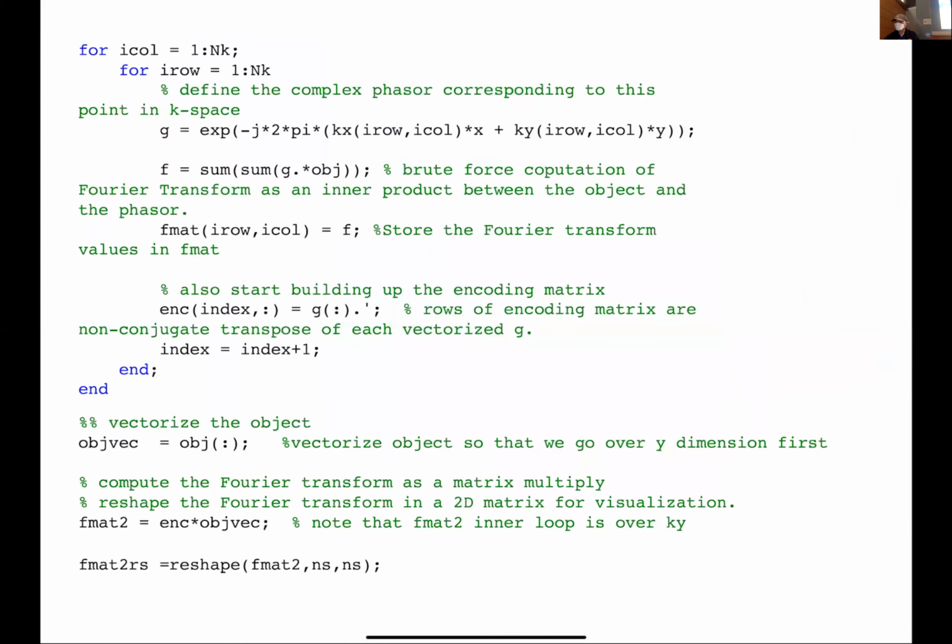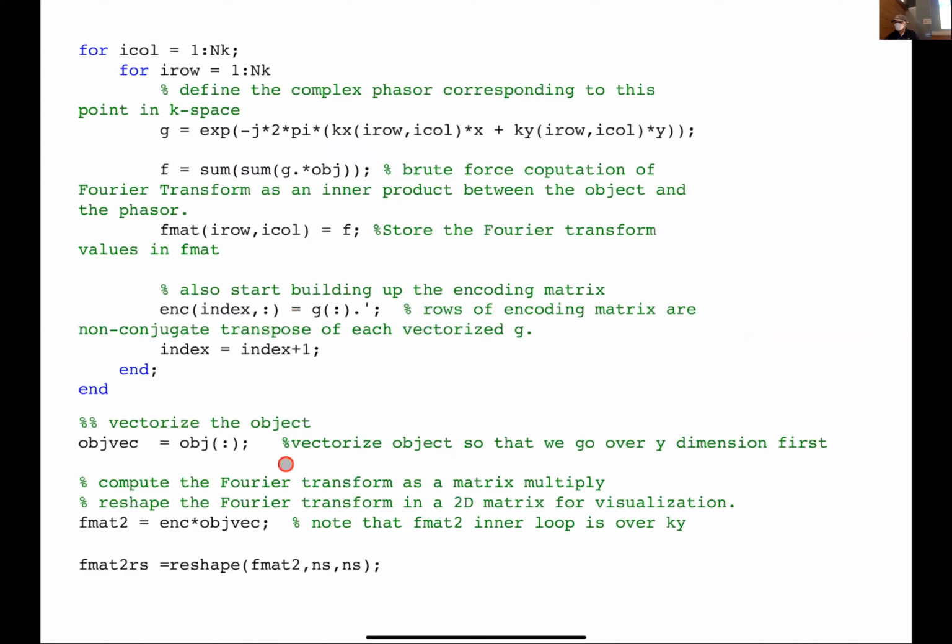This is just to give you a sense of what the code looks like. The code is attached in your homework, so you can just look at it. But essentially, here's where we're creating our phasor, right? And then for the encoding matrix, you see this is G:, which is stretching that 2D encoding matrix into a vector. And we're just putting those columns into our encoding matrix. And same thing with our object, we're just making it into a vector. So this is the object vector.